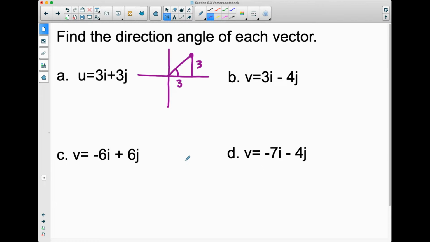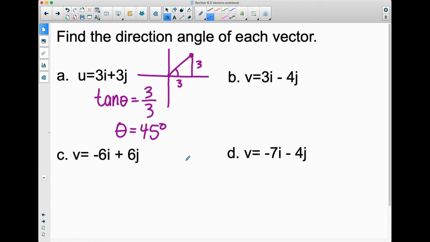He actually said 45 degrees, because if we ask the question, where is tangent 1? 3 over 3 is 1, so you're looking at an opposite and adjacent. On all of these problems, you're going to do the inverse of tangent. In this case, this was the only one I'm going to make you solve without a calculator, just because we know where tangent is 1 in that first quadrant.